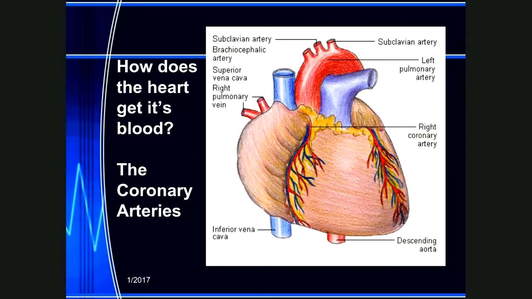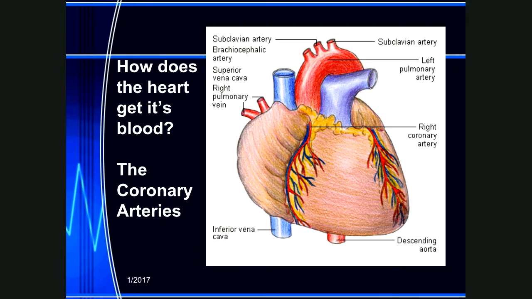So how does the heart get its blood? Through the coronary arteries. The pulmonary arteries begin at the right ventricle and carry blood away from the heart. This blood is deoxygenated or oxygen poor blood.